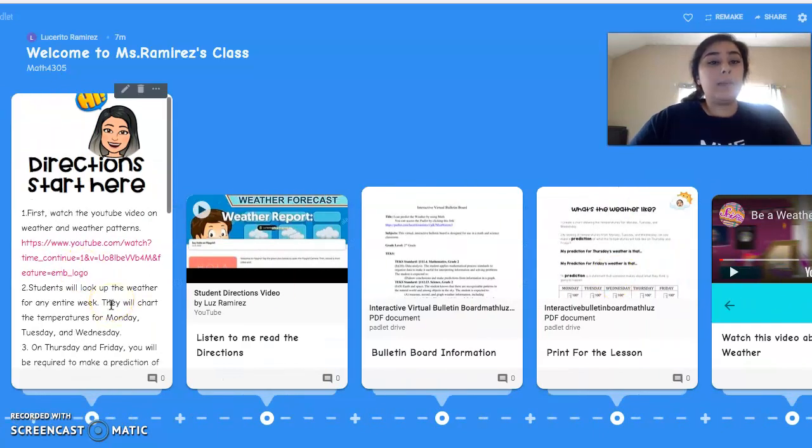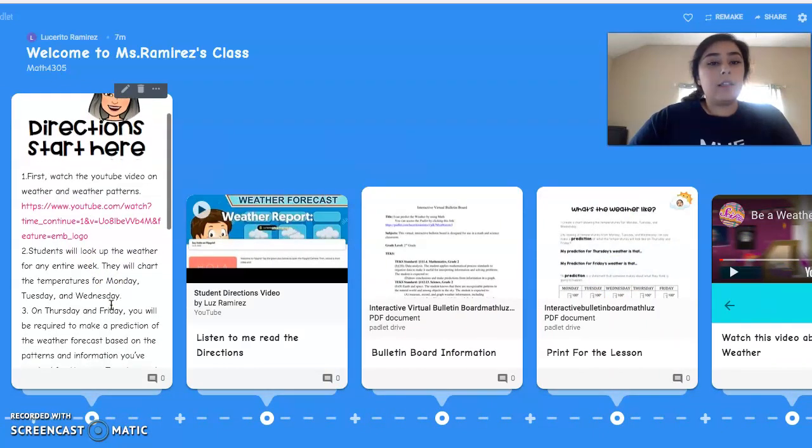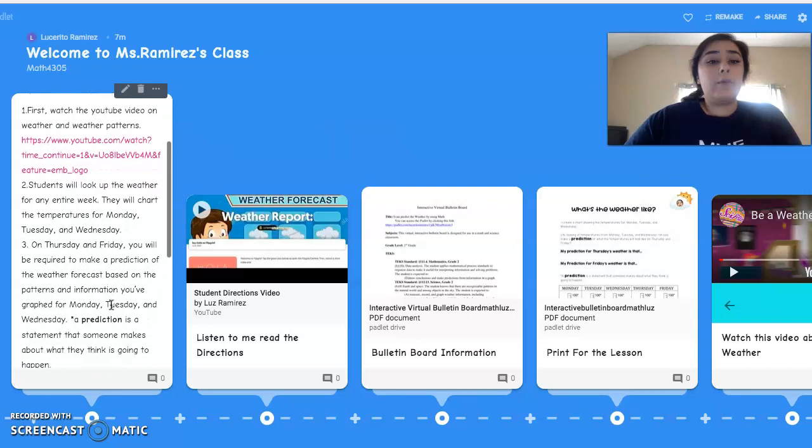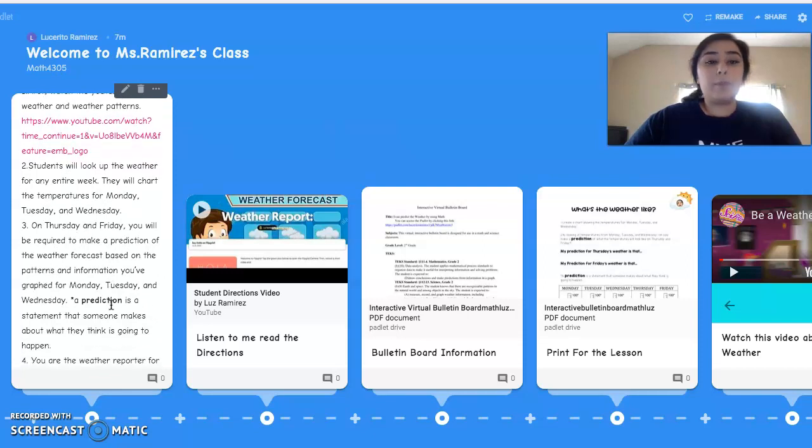And students will look up the weather for an entire week. They will chart the temperatures for Monday, Tuesday, and Wednesday. And then on Thursday, they will have to make a prediction based on the weather forecast from Monday, Tuesday, and Wednesday. They would do the same thing for Friday. I also provided them with the definition of what prediction is.